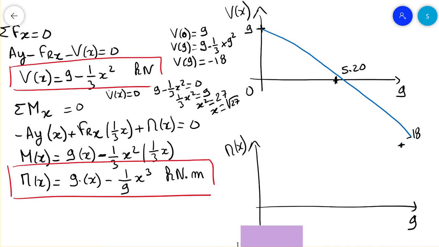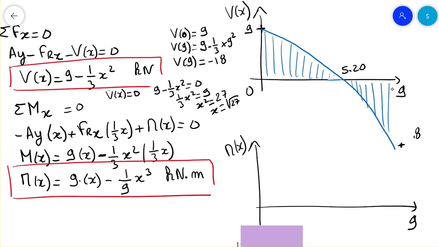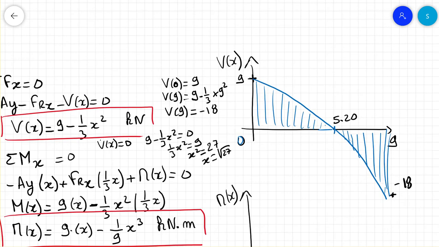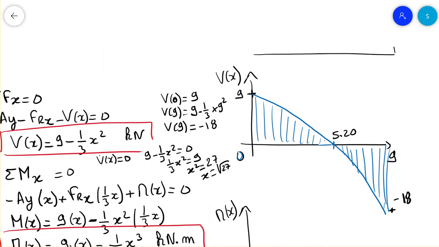Okay, something like that. That's a bit more steep there. Something like that. So your shearing force is positive between x equals 0 and 5.20, and negative between 5.20 and 9, and it's going to minus 18. And remember that your load looks like this. Remember?